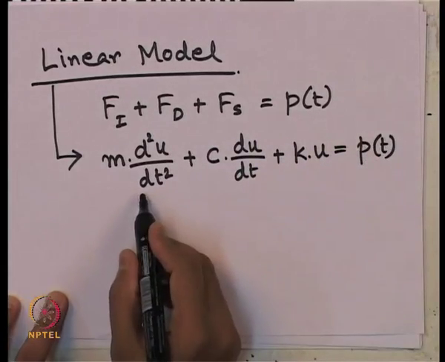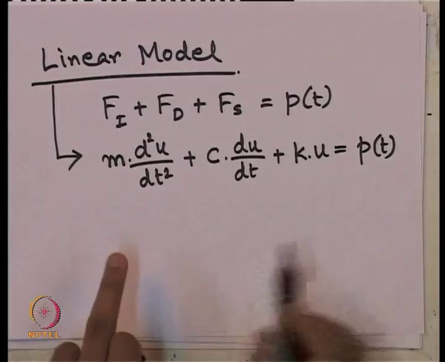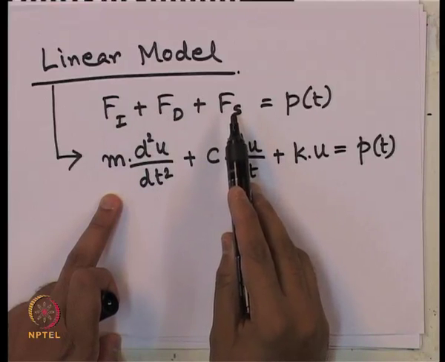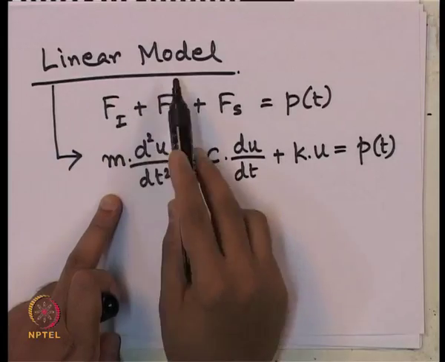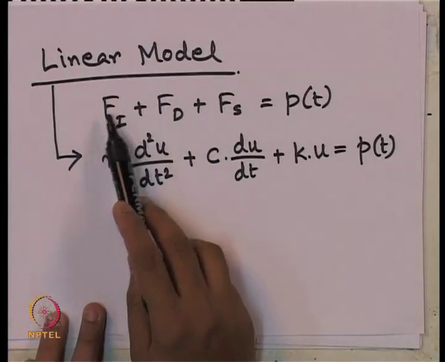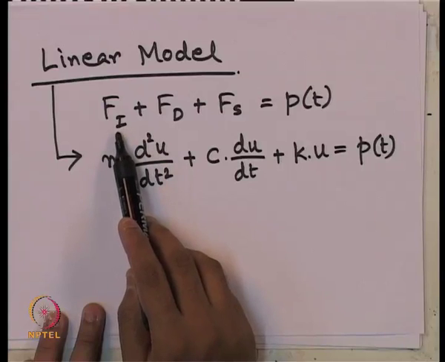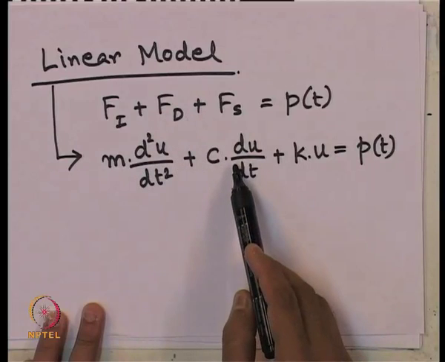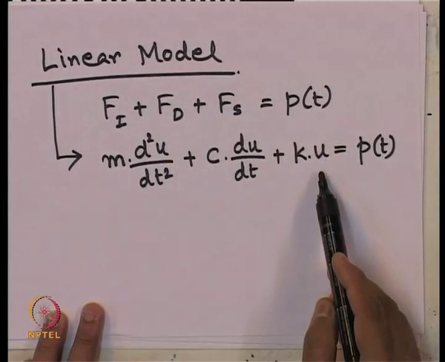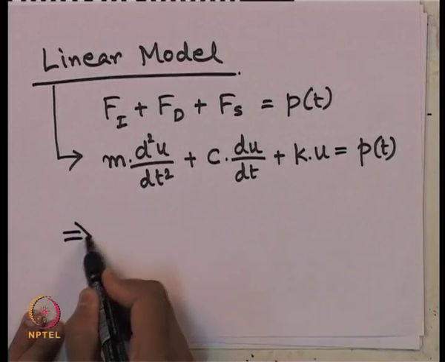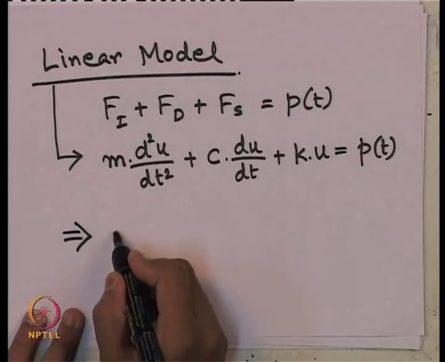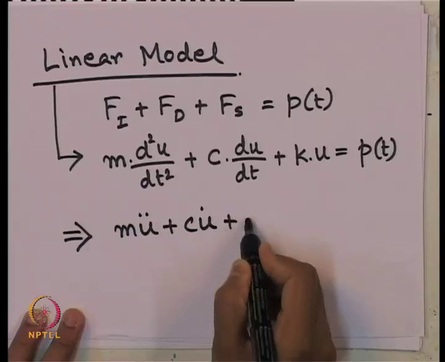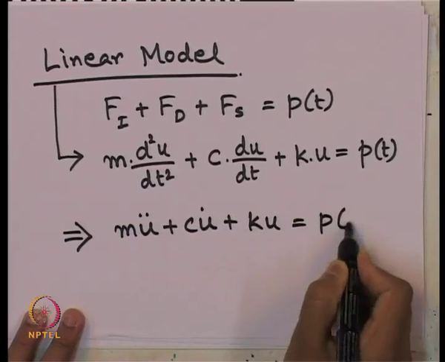So, this equation we have written based on the nature of the inertia force, damper force and spring force, by considering them to follow the linear model, that is a linear system where mass is not changing, then this equation is valid. The linear damper, then this relation is valid. A linear spring, then this equation is valid, which in other form we write as the governing equation of motion: m u double dot plus c u dot plus k u equals p of t.